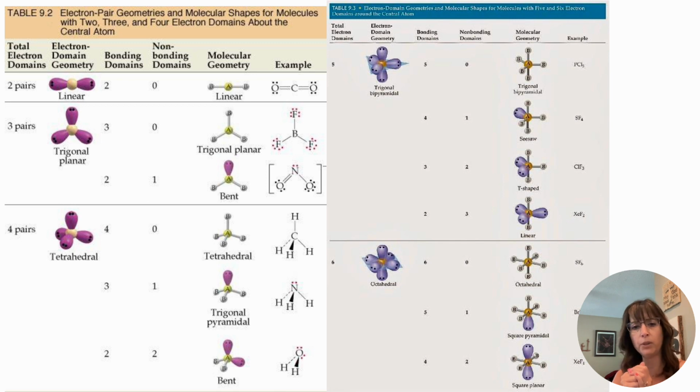Octahedral's a little bit easier. If you need to pull off a balloon of negativity, you pull it off the top or the bottom, leave the square alone. I don't know if you can see that, but there's a square in the middle, and then one on top and one on bottom. So when you remove one, you get square pyramidal. When you have to remove the top and the bottom, you get square planar.